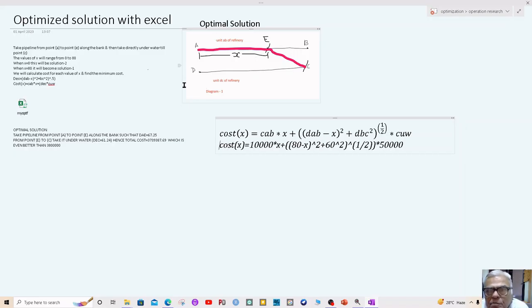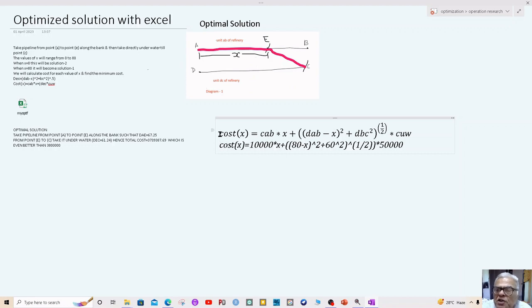If you think a little bit louder and think of a solution which is intermediate, take a hypothetical point E on bank AB, lay pipeline from A to E and then take it from E to C under the water. This will cover all possible solutions given by the previous slide. If my x is equal to 0, it will go directly from A to C. If my x is equal to 80, it will go from A to B and then from B to C.